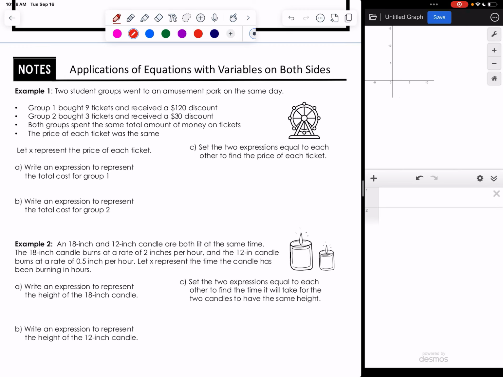In today's lesson, we will be exploring real-world problems that require equations with variables on both sides in order to solve. Let's jump in with example 1.